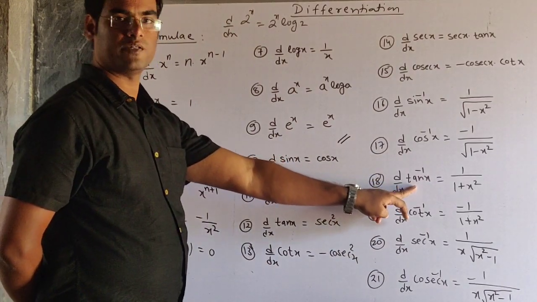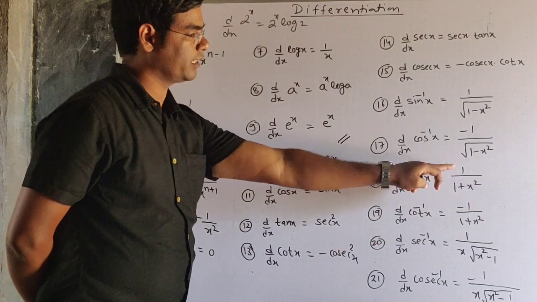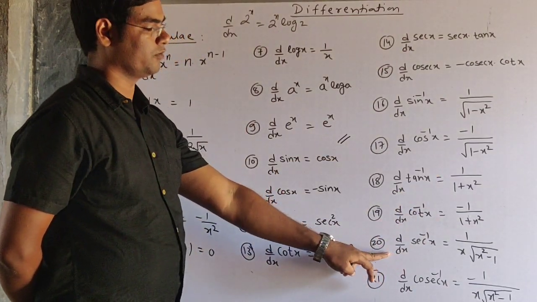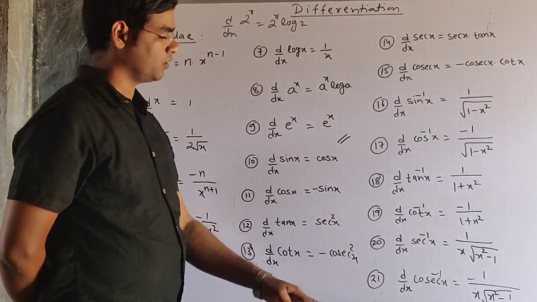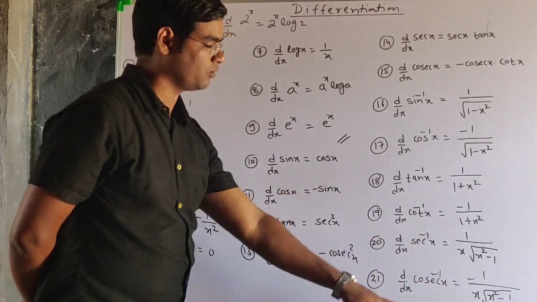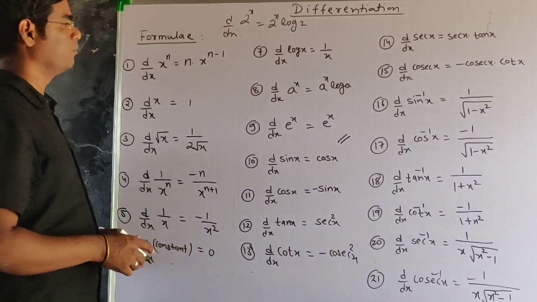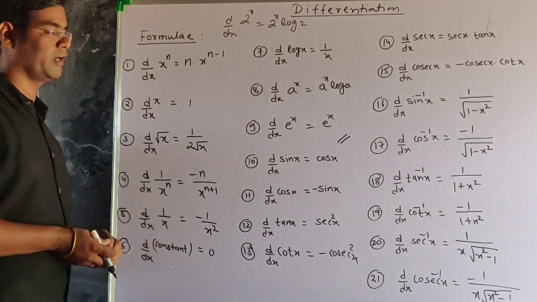Derivative of tan inverse of x is what? 1 upon 1 plus x square, and in cot inverse x we have to put a negative sign in the formula of tan inverse of x. Derivative of sec inverse of x is what? 1 upon x under root x square minus 1, and the last formula is derivative of cosec inverse of x, minus 1 upon x under root x square minus 1. So these are the 21 important formulae for science section, and for commerce section you have to do up to 9 formulae.